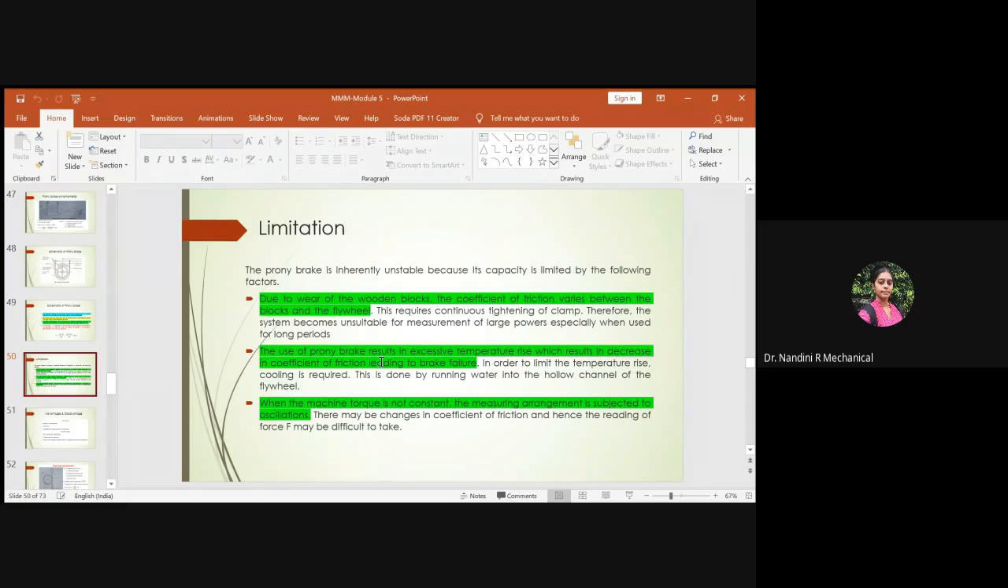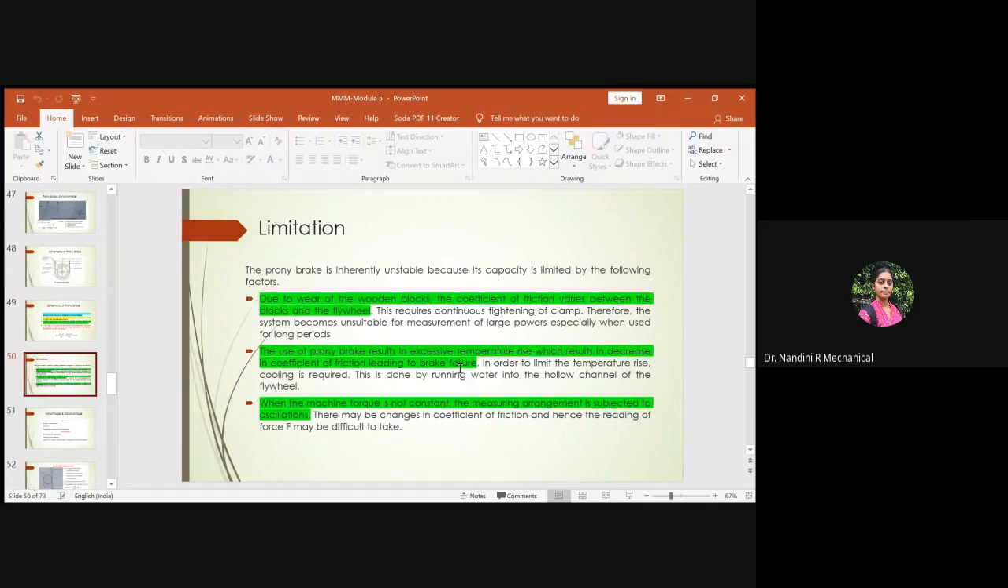Second, the use of a Prony brake results in excessive temperature rise, which results in a decrease in the coefficient of friction, leading to brake failure. The second limitation is, if the Prony brake system is being used continuously, what happens? It results in an excessive rise in the temperature. Due to the rise in temperature, the coefficient of friction decreases. Always remember, when there is variation in the temperature, it makes the coefficient of friction come downwards, and when the coefficient of friction is not constant, and starts fluctuating and reducing, it leads to a brake failure.